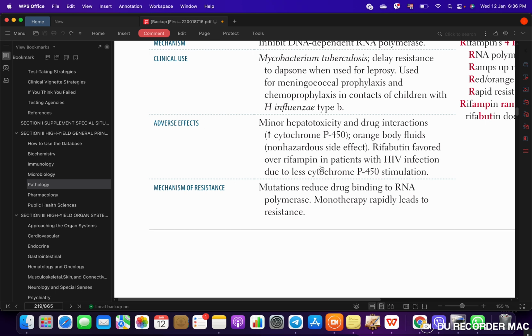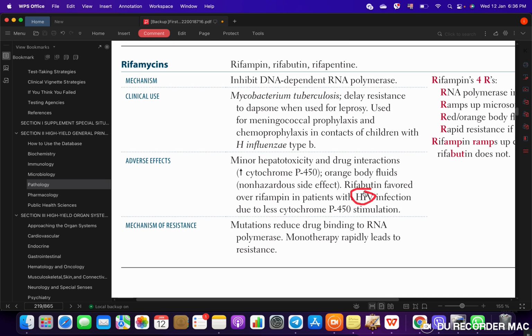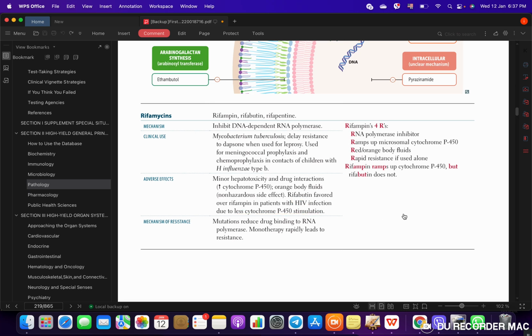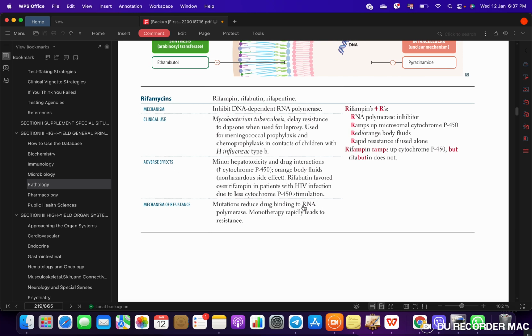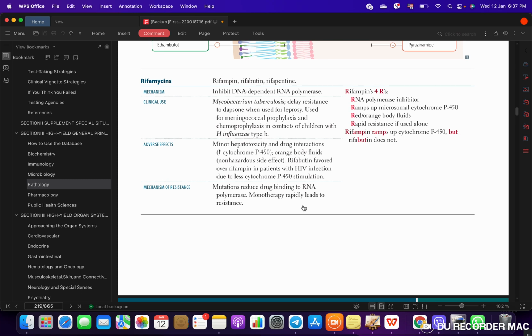Rifabutin is favored over rifampin in patients with HIV infection because of less stimulation of the cytochrome P450. Why do we care about it so much in the HIV patient? Well, someone with HIV will be taking other drugs for treatment of the HIV, the antiretroviral therapy. You really don't want to give them something that stimulates cytochrome P450 when they are already taking other drugs. Basically, because in the HIV patient, they already are taking other drugs, we would not like to just bulk up more drugs on them.